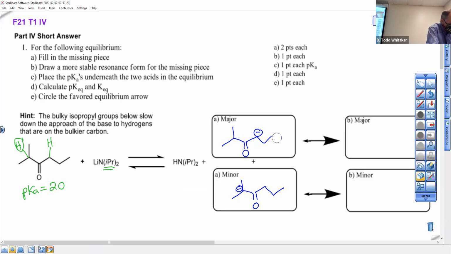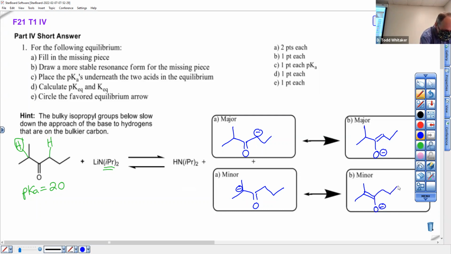Draw a more stable resonance form for the missing piece. I mean, I could show you the mechanism, but if that's a minus, isn't there a lone pair there? Can't the lone pair resonate towards the carbonyl? Resonance. And the pi breaks and becomes a O minus. Oh, I like O minus compared to C minus. I hope you do too. O minus, double bond. And over here, we're going to see an O minus. It's actually better than the O minus above it.